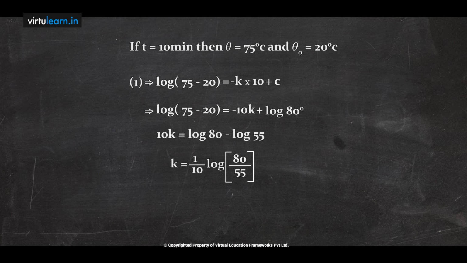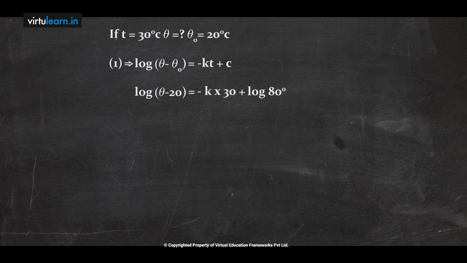Then the log A minus log B formula is log A by B. Therefore, k equals 1 by 10 into log of 16 by 11. Now, in the first step I calculated C, after that I calculated the k value. Now, according to the problem, what will be its temperature after half an hour? Means, if t equals 30 minutes, then what is the temperature of the body?